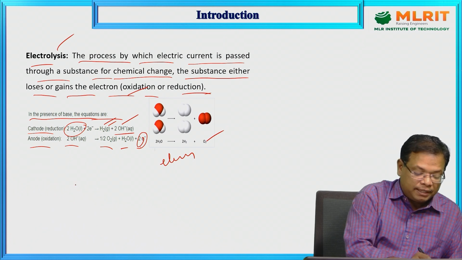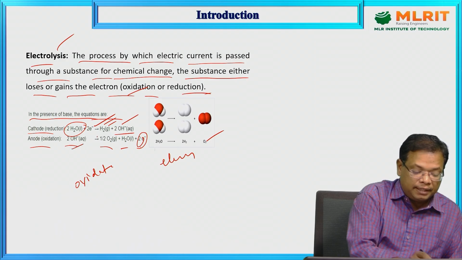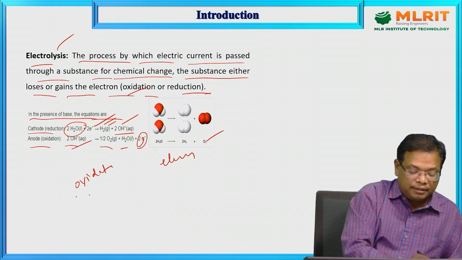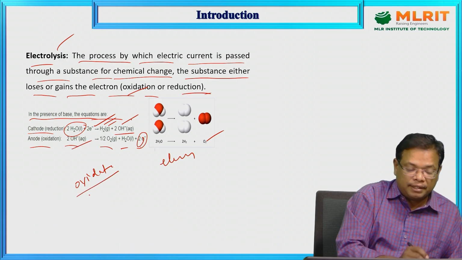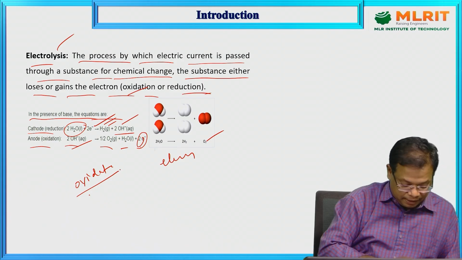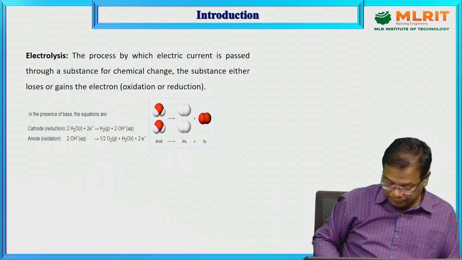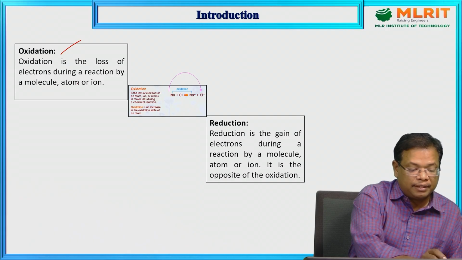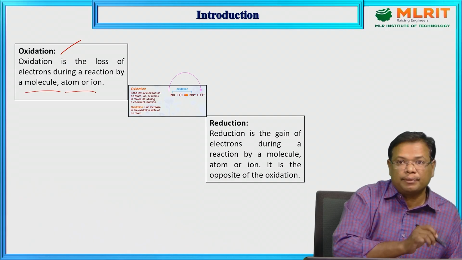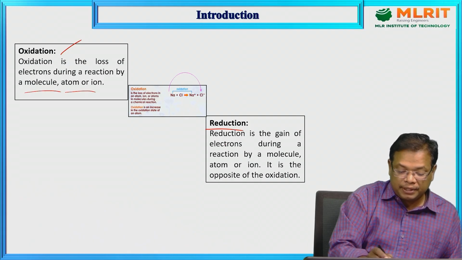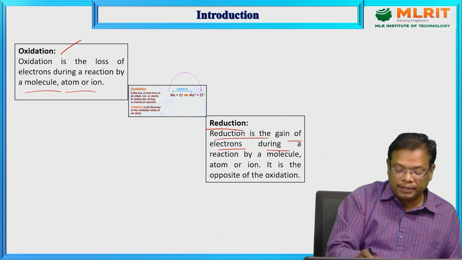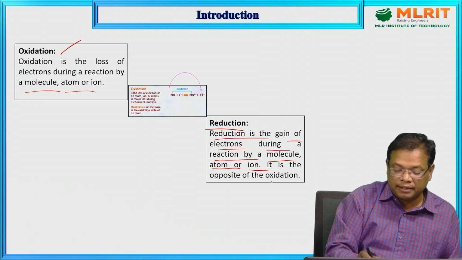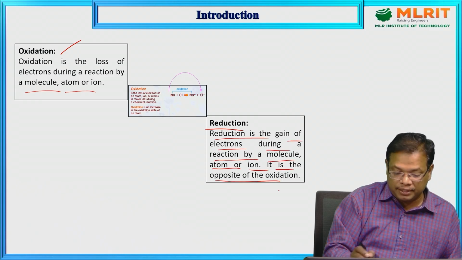This is the oxidation reaction and this is the reduction reaction. So oxidation is loss of electrons, and reduction is gaining of electrons. Oxidation is the loss of electrons during a reaction by a molecule, atom or ion. And the reduction process is the gain of electrons during a reaction by a molecule, atom or ion. It is the opposite of oxidation.